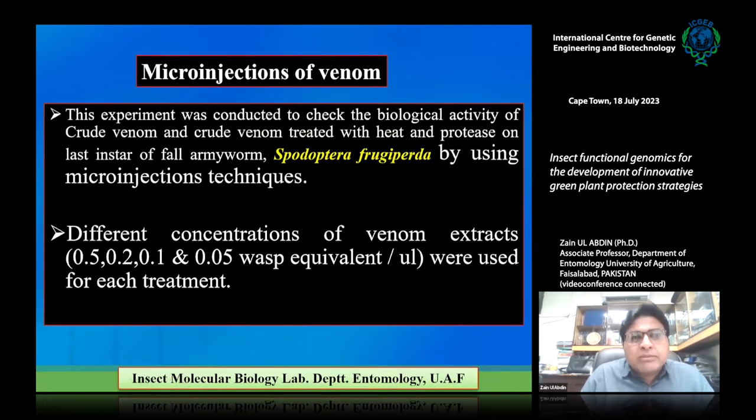In the microinjection of venom, this experiment was conducted to check the biological activity of the crude venom, and crude venom treated with heat and protease, on last instar fall armyworm, Spodoptera frugiperda, using microinjection techniques. We used different concentrations of the venom extracts, starting from the lowest concentrations, 0.5 microliters, then 0.2 microliters, 0.1 microliters, and up to 0.05 microliters. We injected these into the body of the host, and then we checked their mortality and their lethal effects.